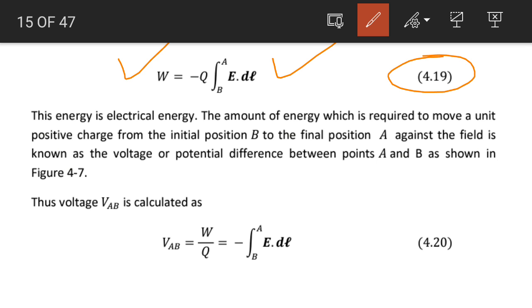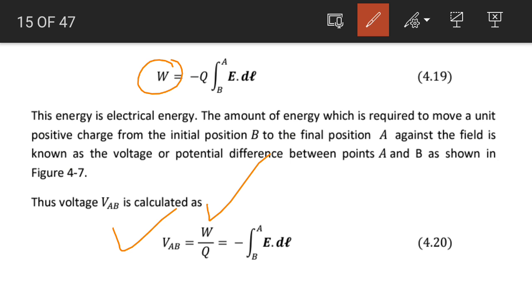If we want to find out the energy required to move a charge of 1 coulomb from the initial position B to the final position A against the field, we need to divide the total energy by Q. That gives the energy required to move a charge of 1 coulomb from B to A against the field. This energy is equal to the voltage between point A and B, or the potential difference between point A and B. So the voltage between A and B is the total energy divided by the total charge, which gives this particular integration. We can calculate the energy with the help of the integration given in equation number 20.